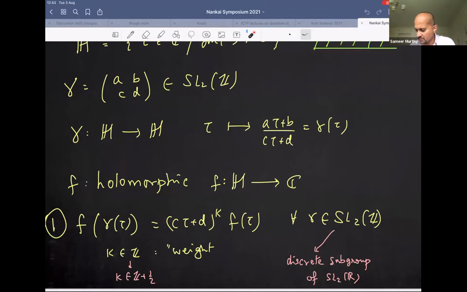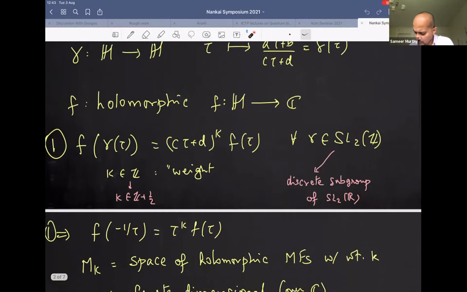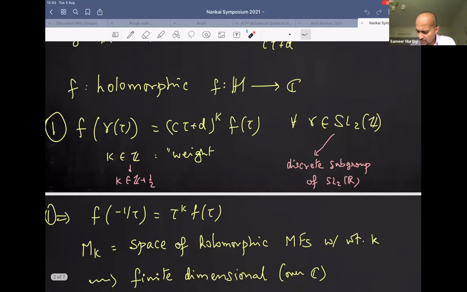Similarly, the definition can be extended beyond SL2Z to discrete subgroups of SL2R. I won't give you the definition, but essentially this is at the heart of it. Now, if you look at a, b, c, d equals 0, minus 1, 1, 0, you see that f of minus 1 over tau is tau to the k times f of tau. So the function here is related to the function over there, and you can begin to appreciate that this is a very restrictive symmetry. And there's an infinite number of such relations.